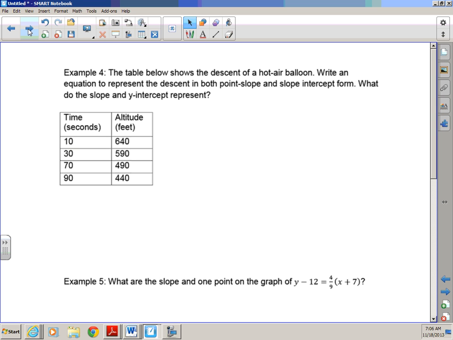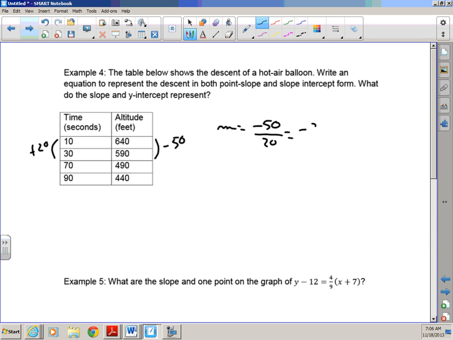The table below shows the descent of a hot air balloon. So if you look here, if I take the difference between any 2 points, I find my slope. So my slope is negative 50 over 20, which is negative 2.5. Now, that works no matter which 2 points, because over here is 40, but then this is minus 100. So it's still, even though the numbers are different, the rate of change is the same. Okay, so now I want to write my equation. y minus 640 equals negative 2.5 times x minus 10.